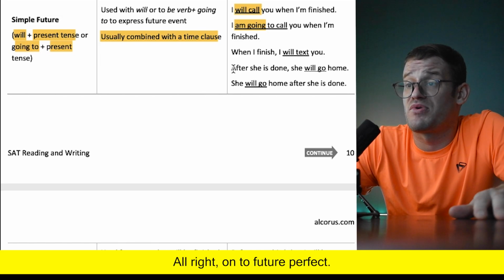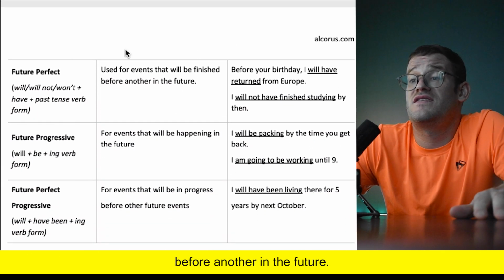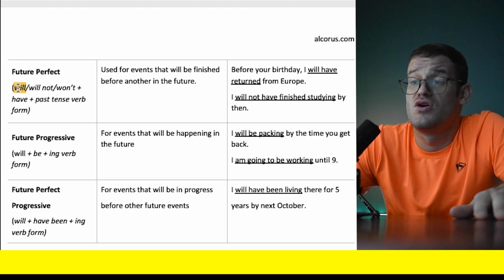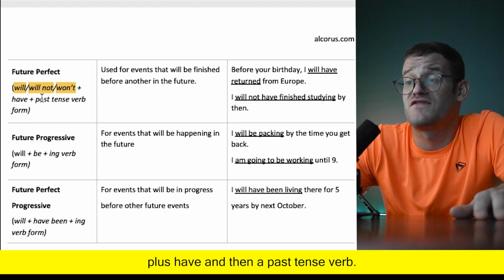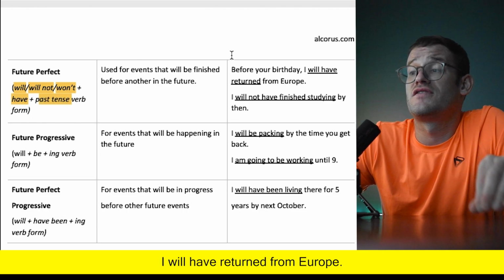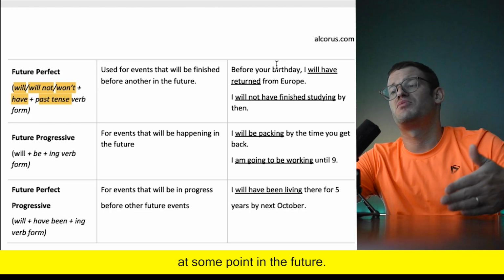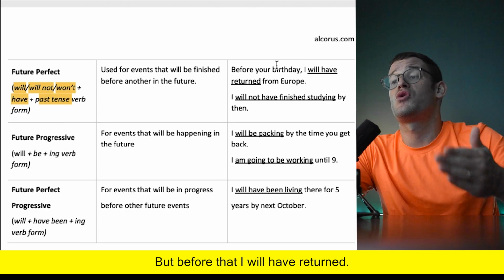All right, on to future perfect. This is used for events that will be finished before another in the future. And so future perfect, we use will, will not, won't, plus have, and then a past tense verb. So like before your birthday, I will have returned from Europe. So again, the birthday is going to be finished at some point in the future. But before that, I will have returned.